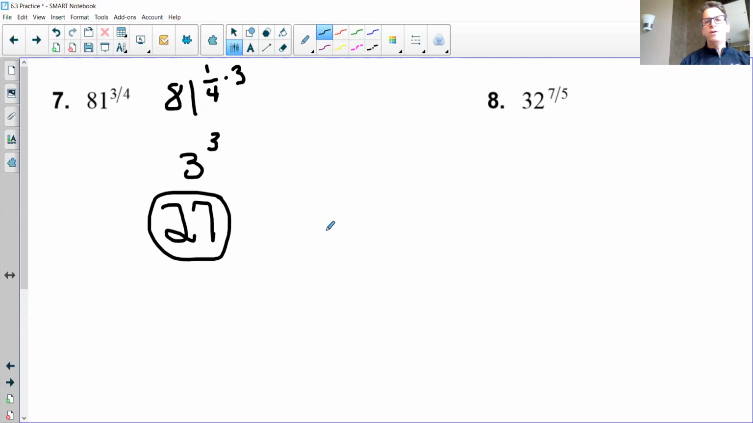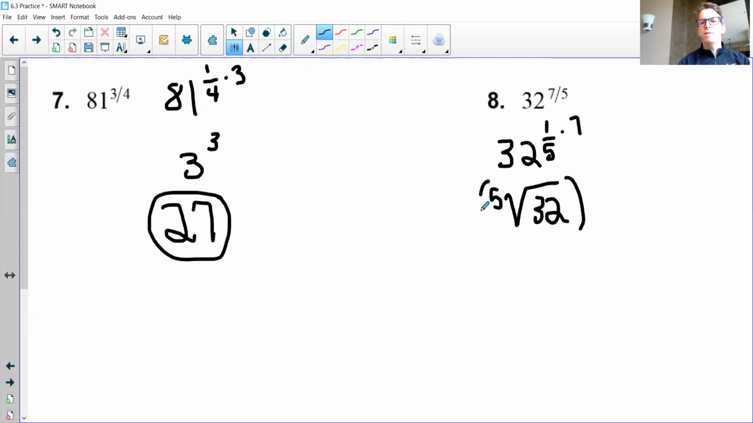Number 8, you have 32 to the 7/5. 32 to the 7/5 is 32 to the 1/5 times 7. So you're looking for the 5th root of 32. And then we're going to raise that to the 7th power. In this case, the 5th root of 32 is 2. And 2 to the 7th is equal to 128.